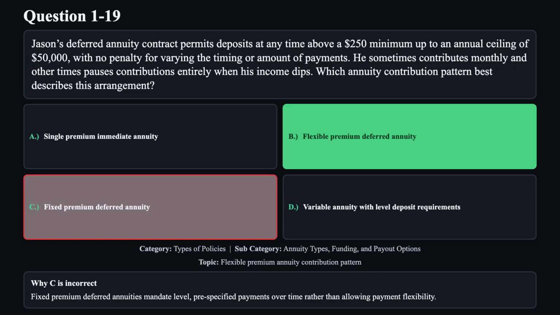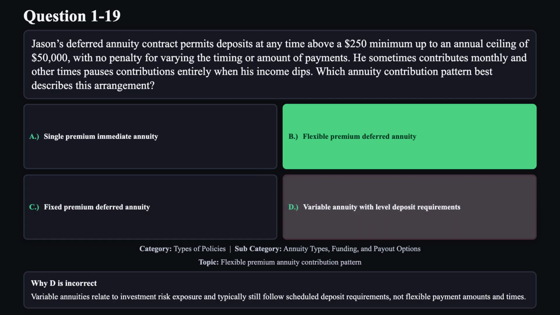Reason C is not correct. Fixed premium deferred annuities mandate level pre-specified payments over time rather than allowing payment flexibility. Reason D is not correct. Variable annuities relate to investment risk exposure and typically still follow scheduled deposit requirements, not flexible payment amounts and times.